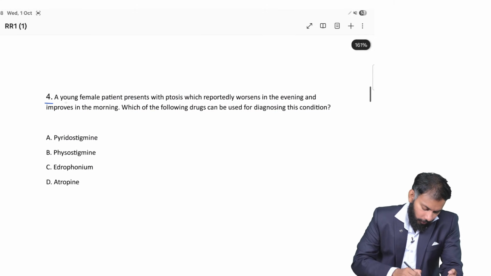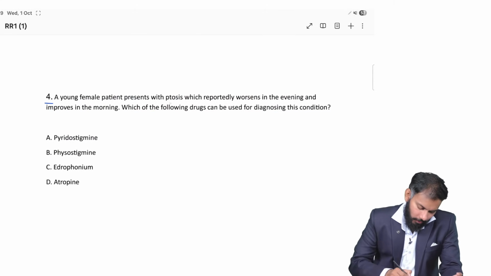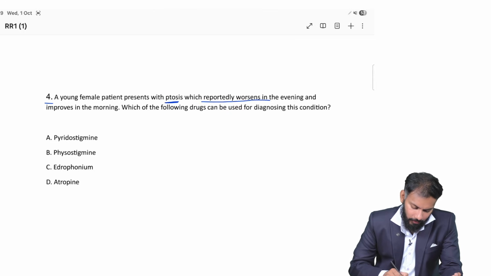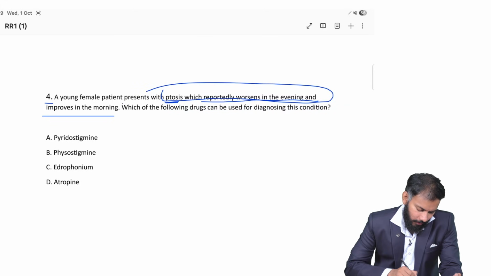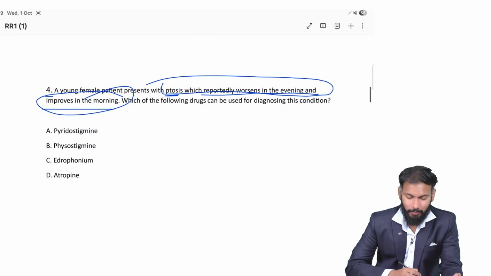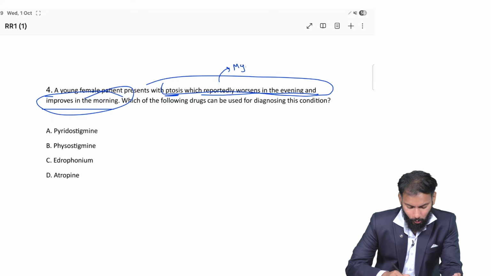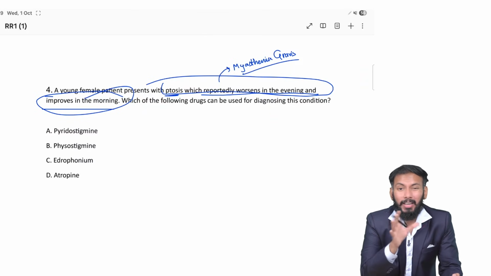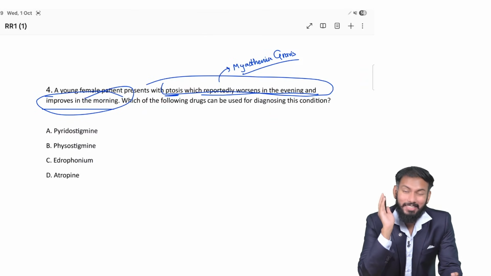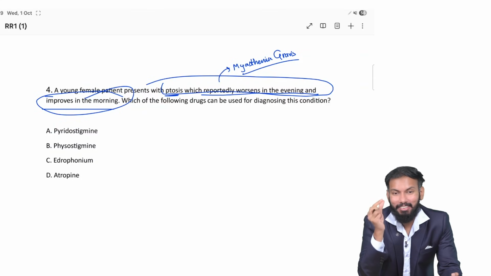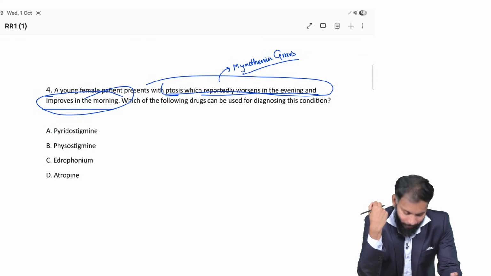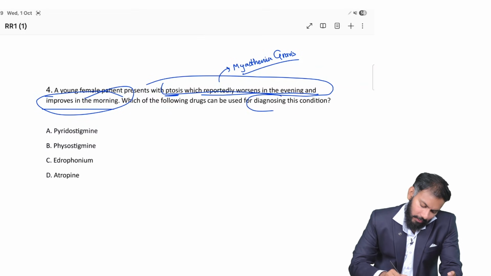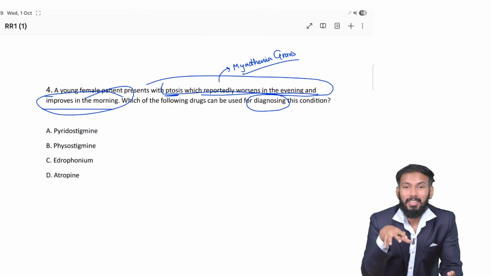Okay. Now, fourth one. A young female patient presents with ptosis, which worsens in the evening and improves in the morning. Very classical point that has been asked here. Yes, you must have studied in medicine so many times. That is myasthenia gravis. In myasthenia gravis, we have ocular myasthenia gravis, ocular MG, and generalized myasthenia gravis. In ocular myasthenia gravis, eye muscles are affected, so there is ptosis. Did you understand? So, which drug can be used for diagnosing this condition? Diagnosing this condition means myasthenia gravis.